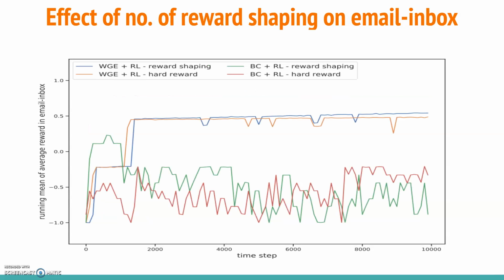These are similar experiments for the email inbox task, but we show the impact of reward shaping on performance. It looks like reward shaping offers some advantage when used with WGE. However, it's hard to infer any analogous trend for behavioral cloning. Maybe that's because behavioral cloning fails to learn the task at all. Also, the maximum running mean reached at the end of training is nearly 0.5, which is much less than 1.0 for enter time. This indicates that the email inbox task is more complex than the enter time task.